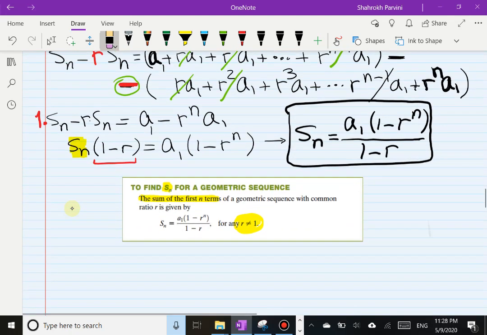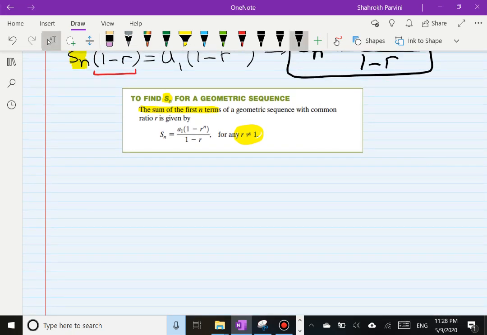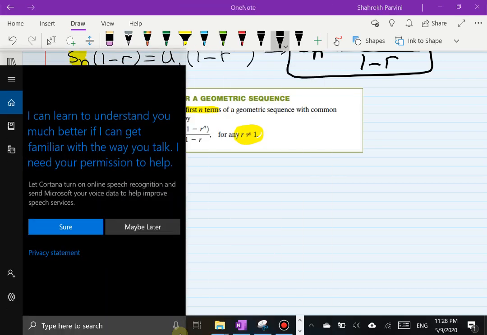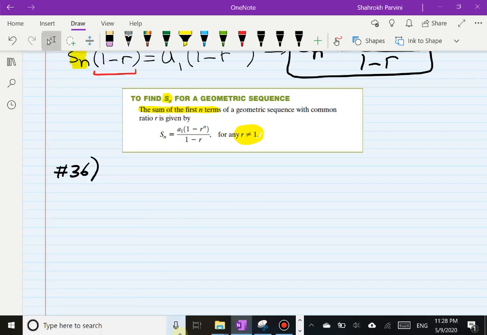Let's take a look at an exercise here. So we're going to look at exercise number 36. In exercise number 36, the question reads, use the formula for s sub n to find the indicated sum for each geometric series. In number 36, they want S sub 6 for the geometric series 16 minus 8 plus 4 minus, and so on and so forth. Now remember, S sub 6 means we want to add 6 terms in this sequence.